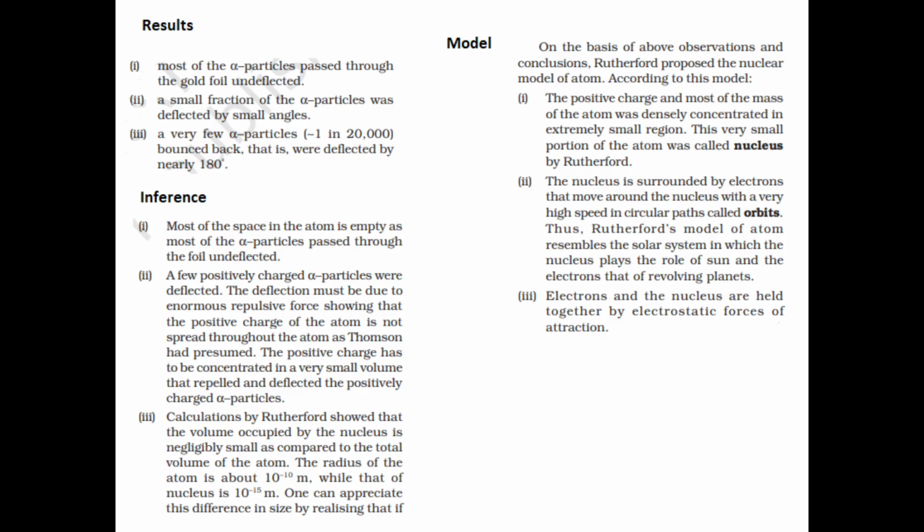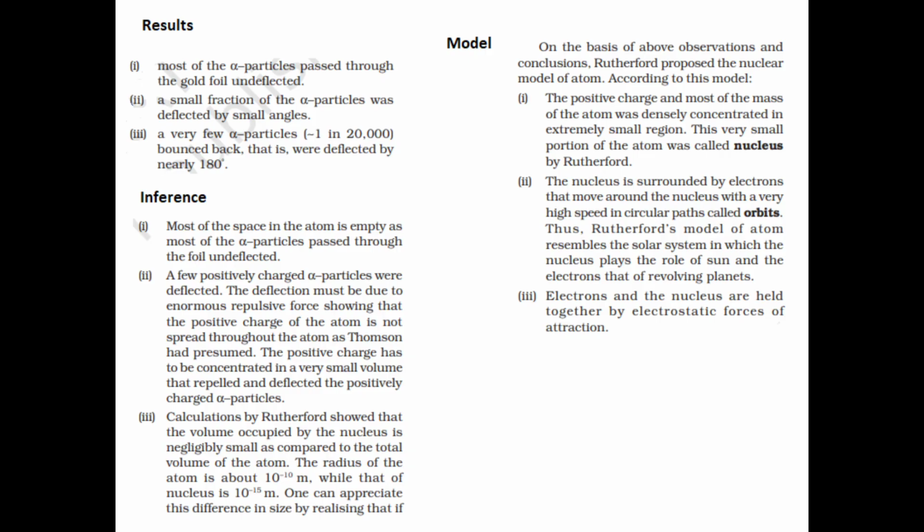Inference of these results. So inferences are: most of the space in the atom is empty as most of the alpha particles passed through the foil undeflected. A few positively charged alpha particles were deflected. The deflection must be due to the enormous repulsive force, showing the positive charge of the atom is not spread throughout the atom as Thomson had presumed. The positive charge has to be concentrated in a very small volume that repelled and deflected positively charged particles.